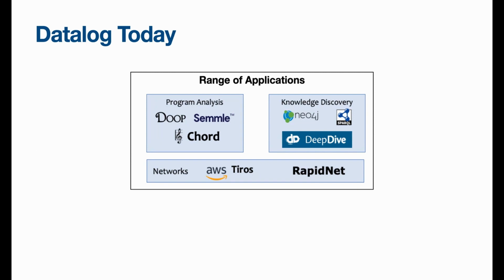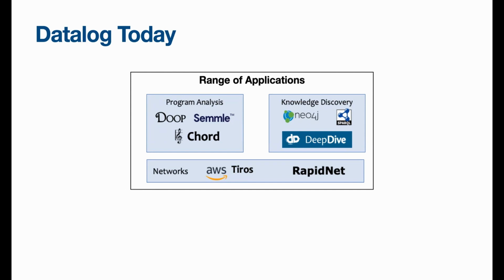So SEMMLE, which is I think now part of GitHub security, is a commercial tool which leverages Datalog for program analysis and so on. And the other applications are, for example, AWS Tiros. So this is an access management system, or access control system, which uses Datalog to make its policies and so on. And RapidNet is more for coming up with network configuration policies. So yeah, recently there has been some interest again in Datalog.